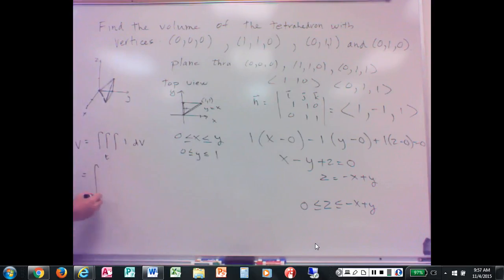So this volume would be: the y's go from 0 to 1, the x's go from 0 to y, and the z's go from 0 to -x plus y, of 1, and then dz dx dy. That's the order I think we established there. Easy enough. The antiderivative of that is just z, so you plug in -x plus y, and you get -x plus y.